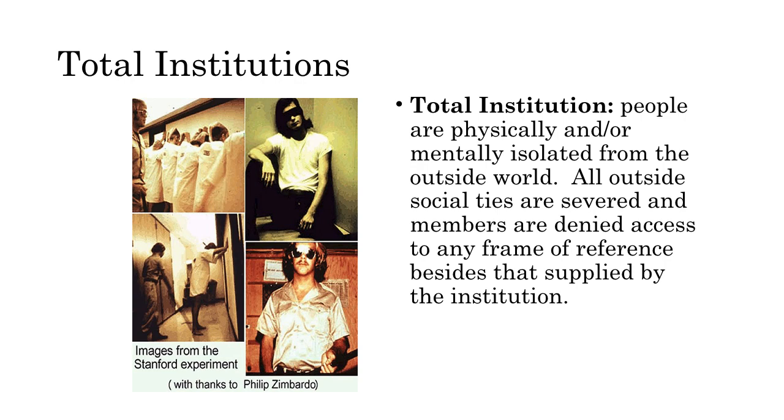All social ties are severed, and members are denied access to any frame of reference besides that supplied by the institution. Goffman saw prisons and mental institutions or psychiatric hospitals, as well as organizations like military boot camps, as primary examples of total institutions. Every aspect of the inmate or enlistee's life is controlled by the organization. It tells them how to dress, when and where to eat, sleep, and work. And it may deny them contact with the outside world by restricting their media or internet access, their phone calls, and their letters from home.